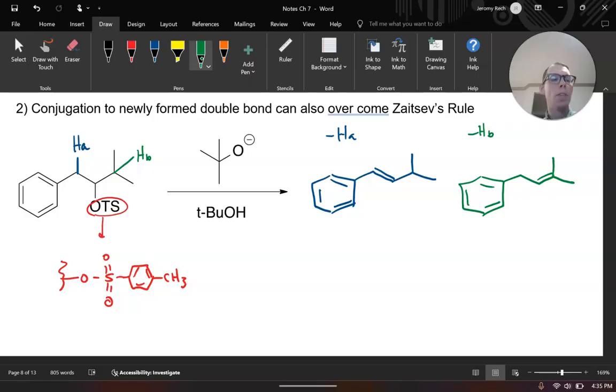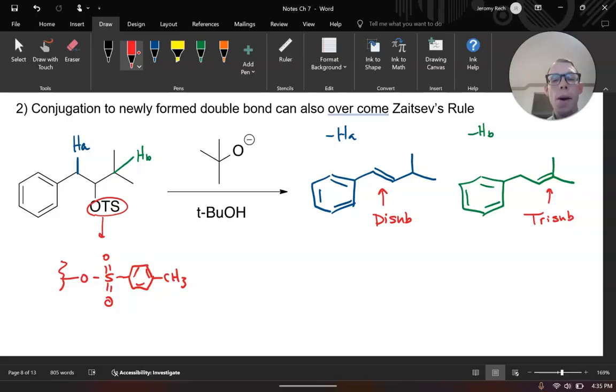Now, if I think about my substitution between these two, we'll do it all in red. My substitution on this double bond is going to be di-substituted. I have exactly 2 carbon groups around it. Over on my left side, if I remove HB, that is going to be tri-substituted. We have 3 carbon groups. And normally we would say a tri-substituted is better than a di-substituted.